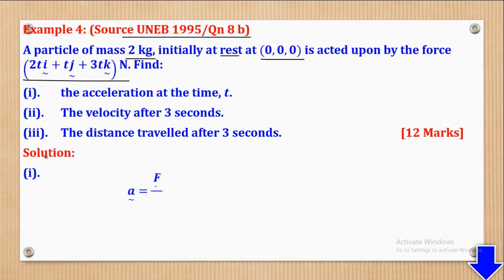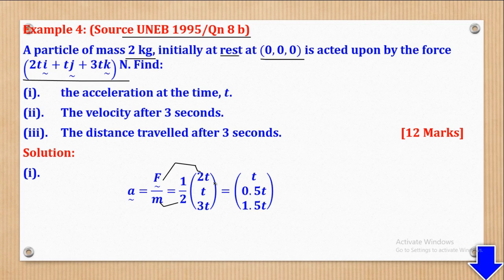So we shall start with Roman 1, where they want you to get the acceleration. Now, since you have force, you will come here and say that acceleration is equal to force over mass, where mass is 2 kilograms and force is 2t, t, 3t. So when I simplify, I'll come up with t, 0.5t, 1.5t. I can also express in terms of ijk by saying ti plus a half tj plus 3 over 2 tk.